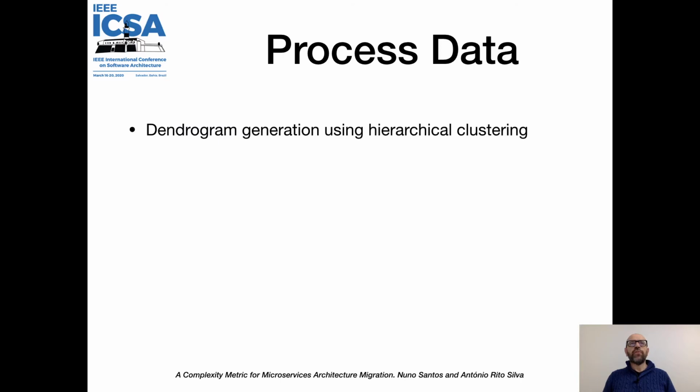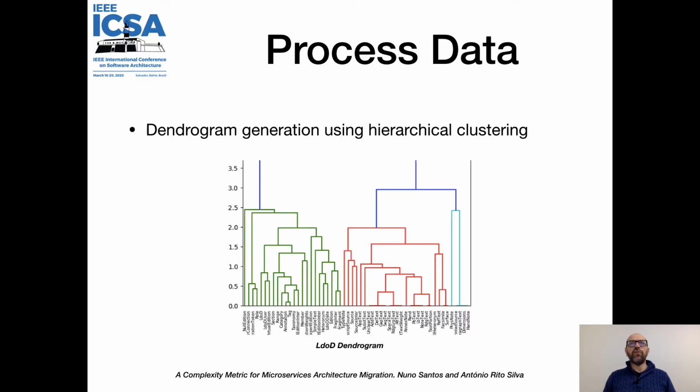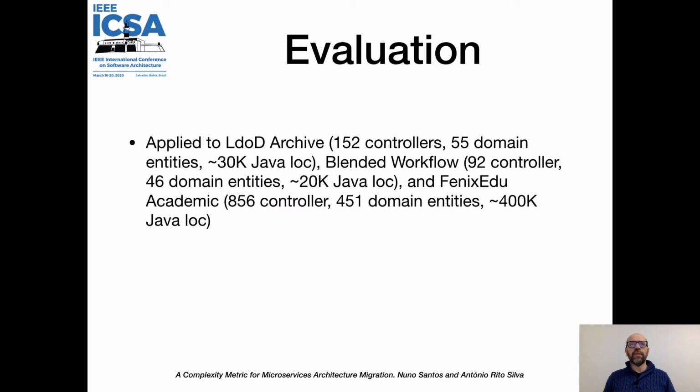So we just process this data and we generate a hierarchical clustering. Using the hierarchical clustering, we generate a dendrogram, and this is an example of the dendrogram we generate. Okay, so for the evaluation, you apply this to three systems. First, LDoD Archive, which is a digital humanities archive that has 152 controllers, 55 domain entities, and around 30,000 Java lines of code. Then Blended Workflow, which is basically a workflow engine that contains 92 controllers, 46 domain entities, and around 20,000 lines of code.